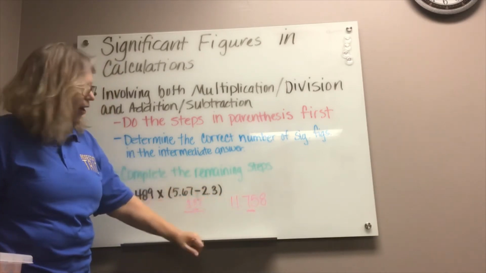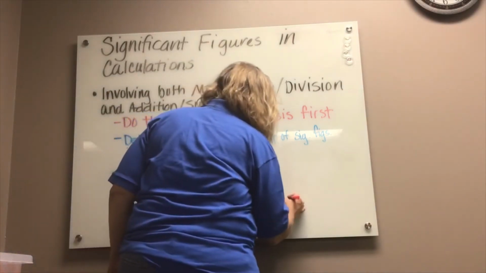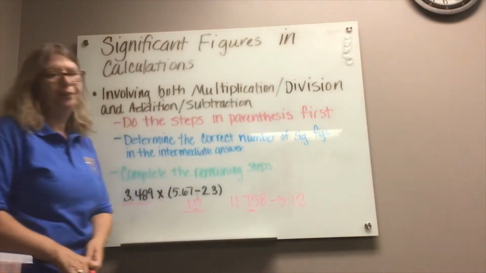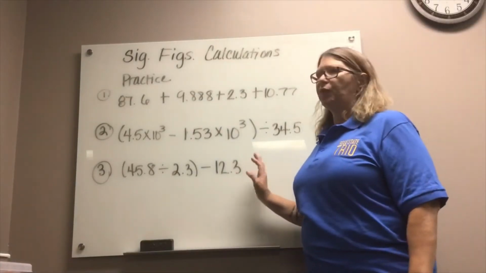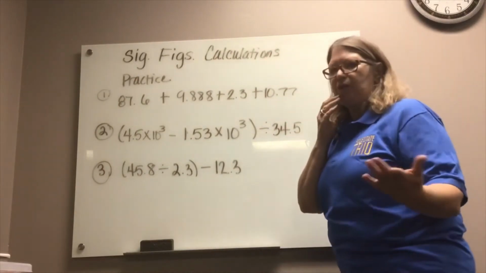And so our answer is going to be 12. So here's 3 practice problems for your significant figures calculations based on the rules that we just discussed.